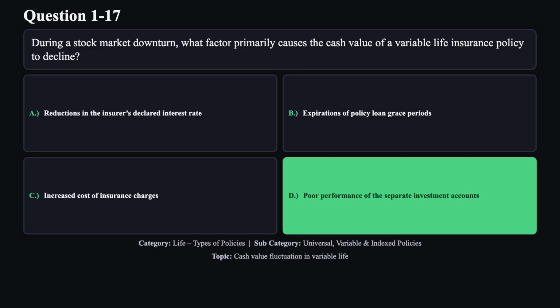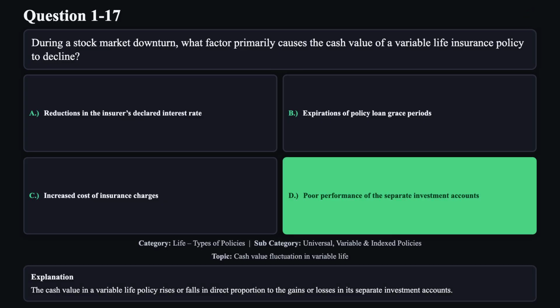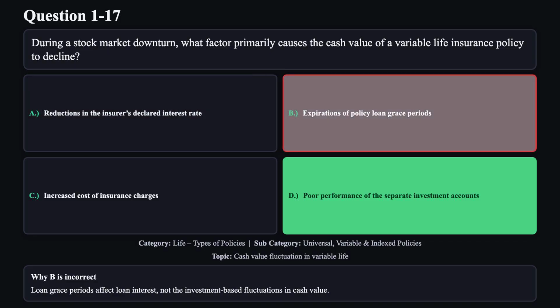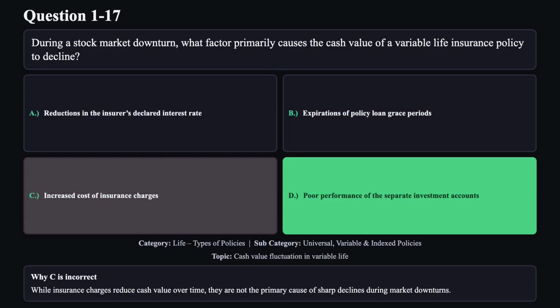The correct answer is D. The cash value in a variable life policy rises or falls in direct proportion to the gains or losses in its separate investment accounts. Reason A is not correct. Interest rate declarations relate to universal life policies, not the investment-driven cash value of variable life. Reason B is not correct. Loan grace periods affect loan interest, not the investment-based fluctuations in cash value. Reason C is not correct. While insurance charges reduce cash value over time, they are not the primary cause of sharp declines during market downturns.